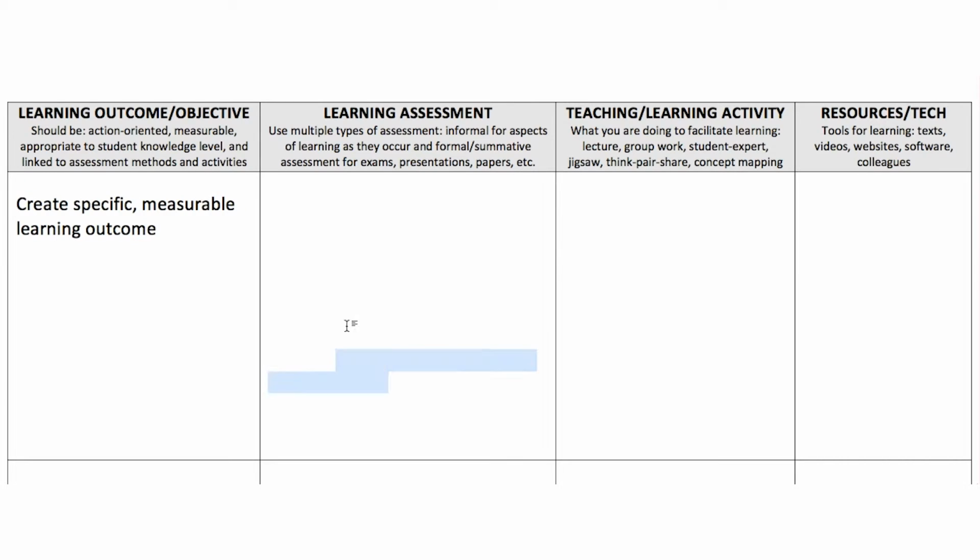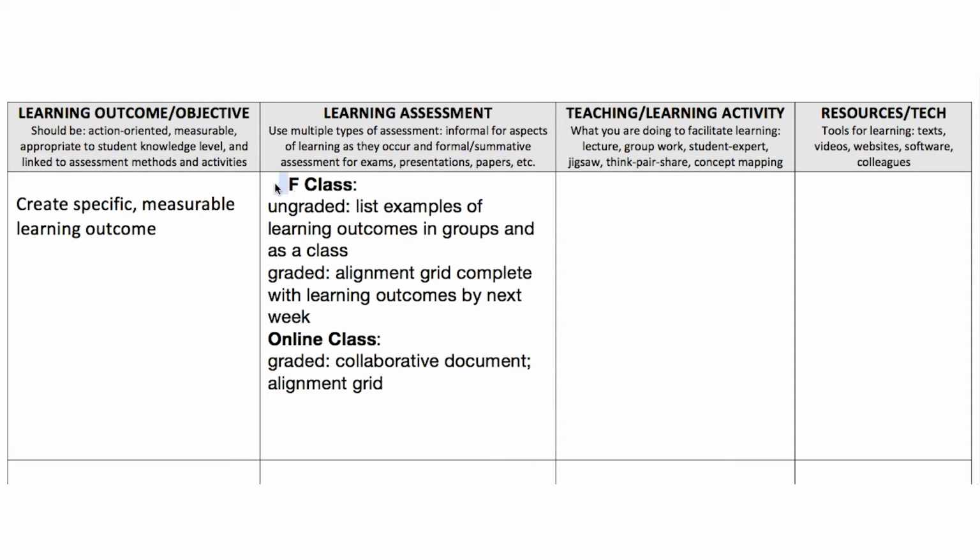So here is what it looks like in our alignment grid, where we have listed our ungraded and graded forms of assessment for either a face-to-face or online class. After we've decided our assessment, then we want to consider what activities we're going to use to help students learn. These go in the column to the right. Just like we don't want to assign papers because we feel like students don't write enough papers, we also don't want to plan activities that don't promote learning or connect to course content.